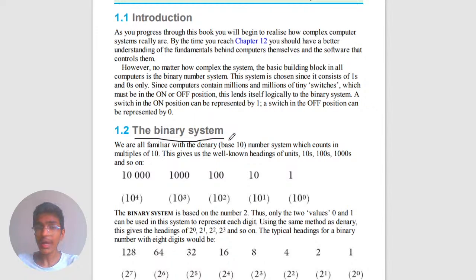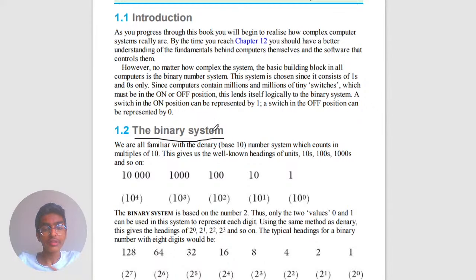In relation to that, we have the binary system. The binary system is composed of only two numbers, 0 and 1. We say the binary system is based on the number 2, the way the denary number system is based on the number 10. So the binary system is base 2. It has only two possible values, therefore it has a base of 2.